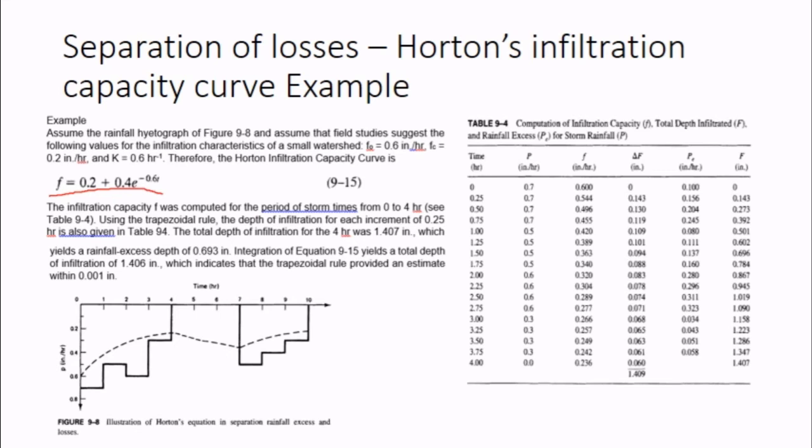Okay, let us read this. The infiltration capacity F was computed for the period of storm times from 0 to 4 hours. Using the trapezoidal rule, the depth of infiltration for each increment of 0.25 hour is also given in Table 9-4. The total depth of infiltration for 4 hours was 1.407 inches, which yields a rainfall excess of 0.693 inch. Integration of Equation 9-15 yields a total depth of infiltration of 1.406.